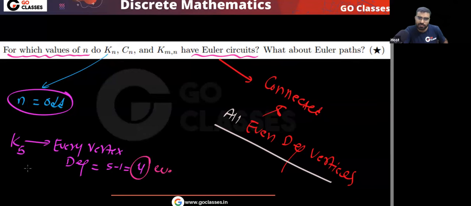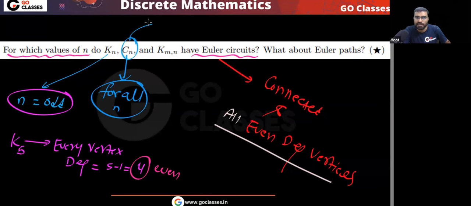What about this? For all n, there is no problem with n. Yes or no? For all n, this will work. This is a cycle graph. C3 will work. C4 will work. C5 will work. So for all n, it will work.